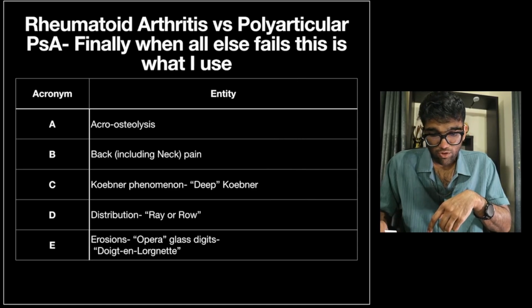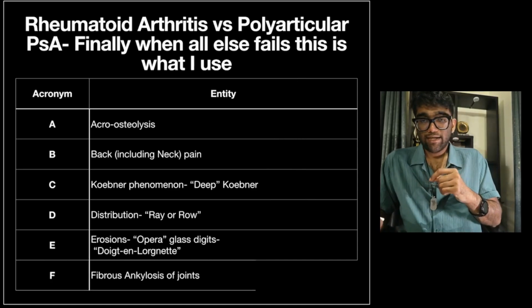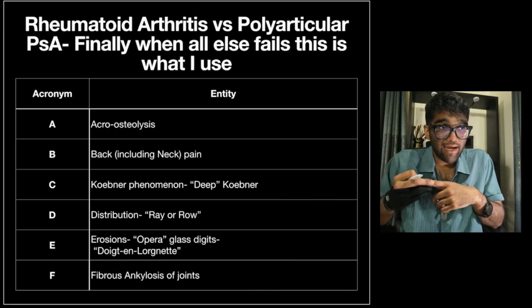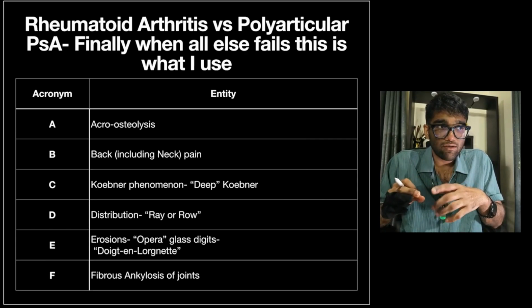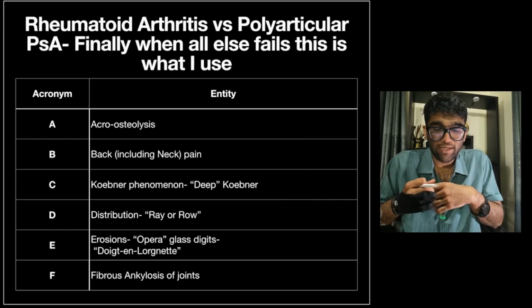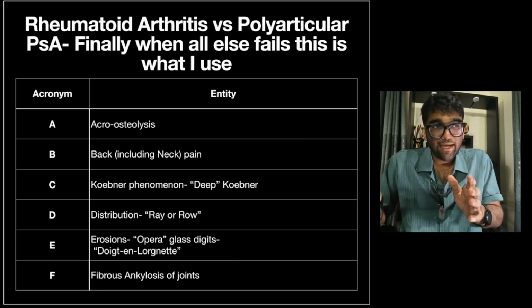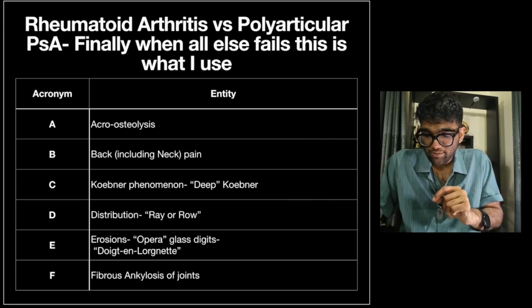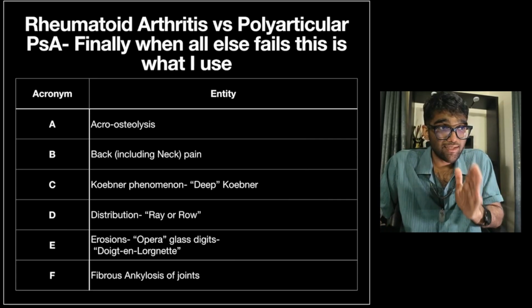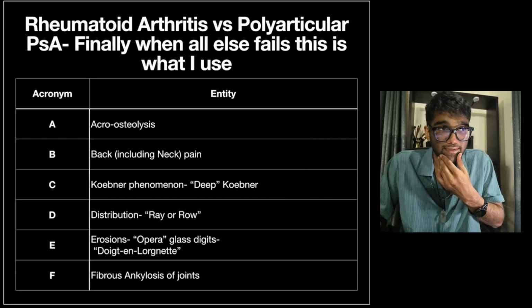Okay, now the last thing that I use is F for fibrous ankylosis. Okay, and fibrous ankylosis, again, ankylosis is not common in rheumatoid arthritis. You get asymmetric joint erosion in rheumatoid arthritis with very characteristic deformities. Those characteristic deformities, again, if present, strongly point towards rheumatoid arthritis. Okay, so these are the 3 steps I use to differentiate between psoriatic arthritis and rheumatoid arthritis. I hope that is clear.